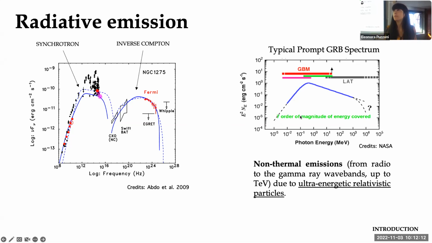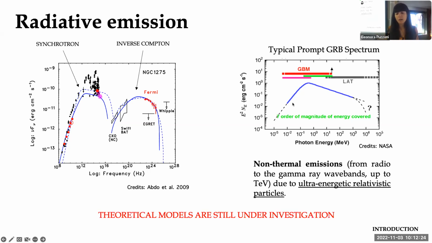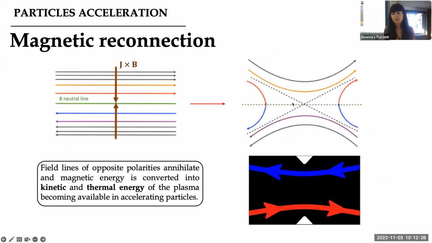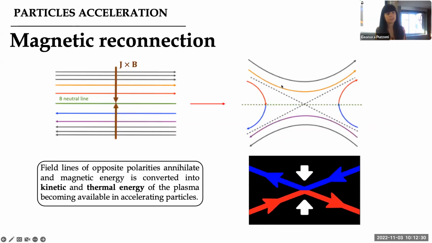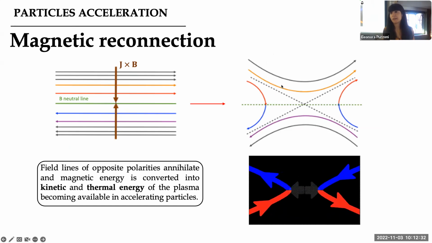So it is of crucial importance to have a real comparison between the theoretical model and the observed data in order to understand how particles really accelerate and produce the emission spectra that we observe. However, theoretical models are still under investigation. The most promising particle acceleration mechanism is magnetic reconnection.